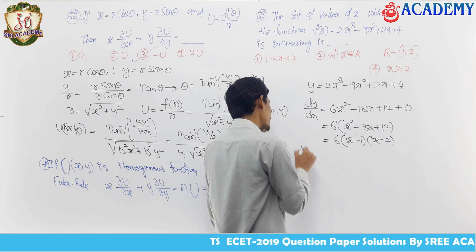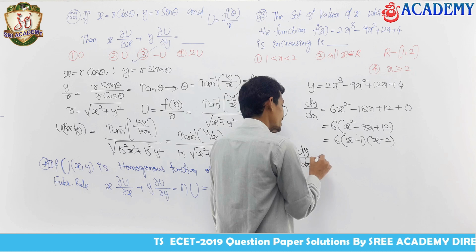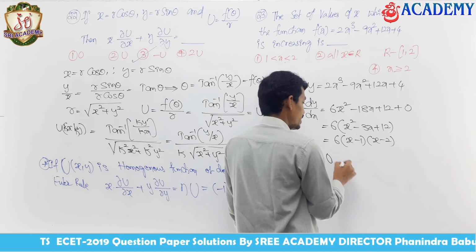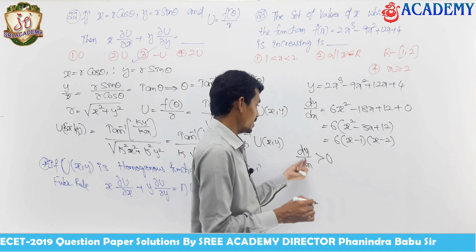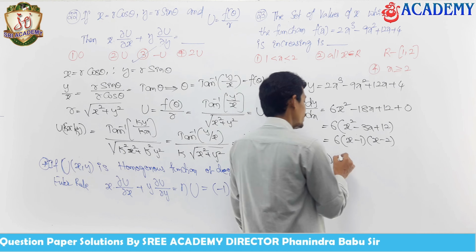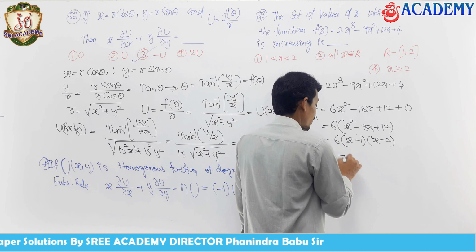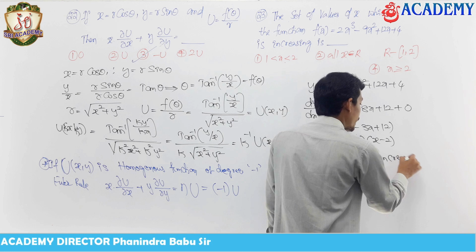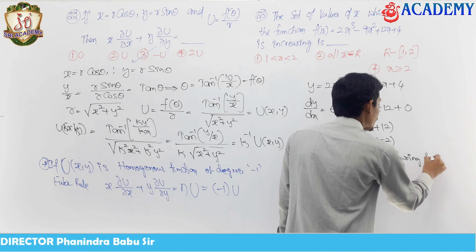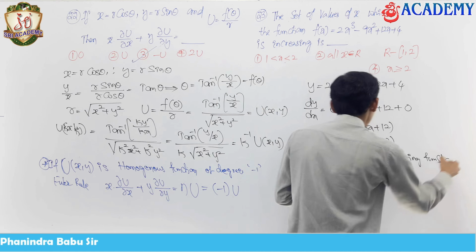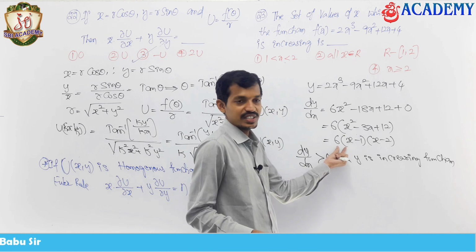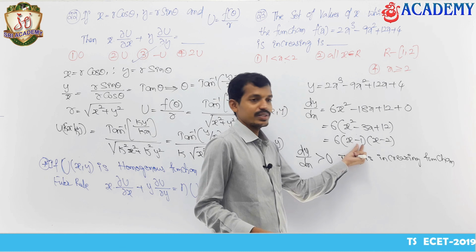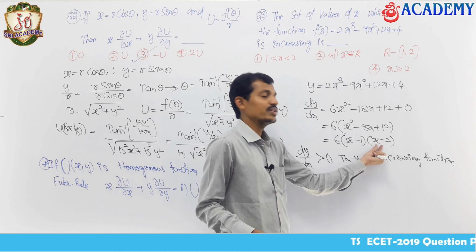If dy by dx is greater than 0, then only it is going to be increasing, that is, y is an increasing function. Between which values will it be increasing, means this expression is greater than 0. If I take the value 1, it is 0. If I take the value 2, it is also 0.